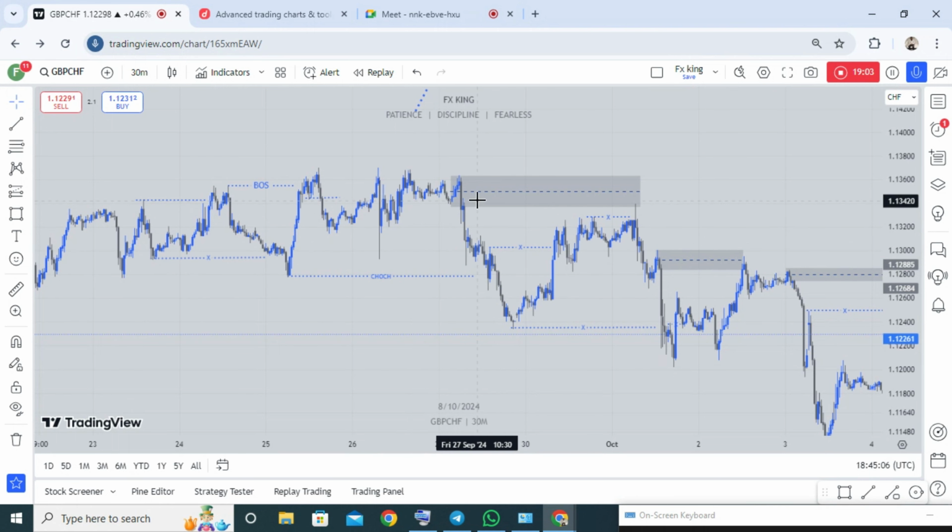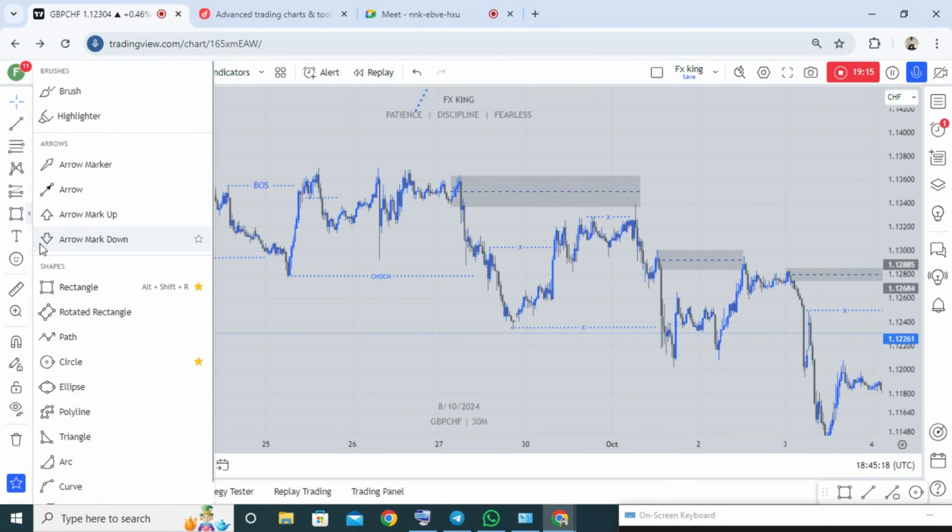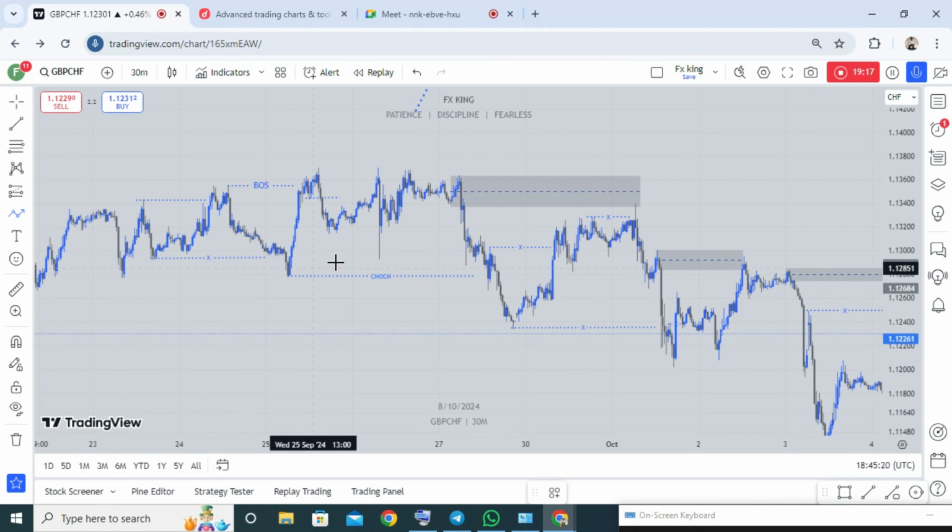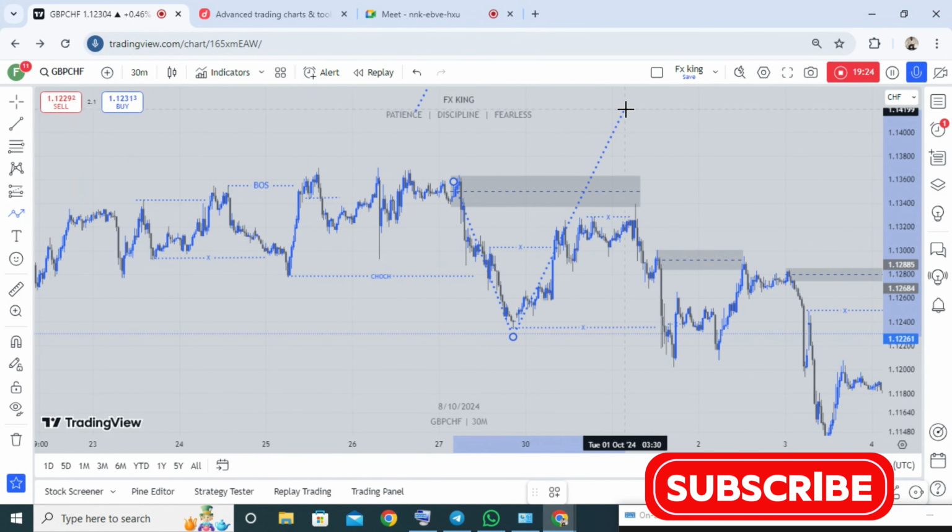When this change of character occurred, the first thing we wait for is our inducement. If this change of character just occurs in one swift move, there will be no inducement to sell from, and price can just continue up. This happens a lot. It's a trick I'm sure I'll make a TikTok video on. Without inducement here, there's no reason for you to sell.